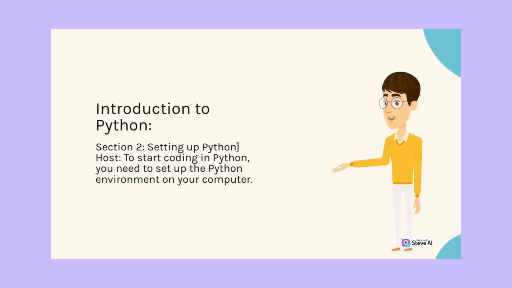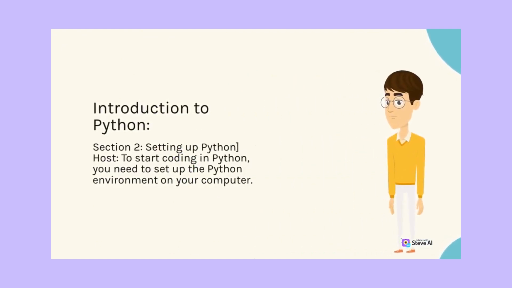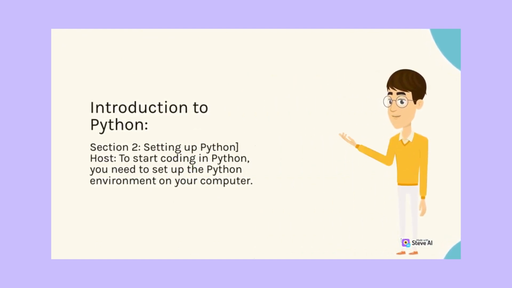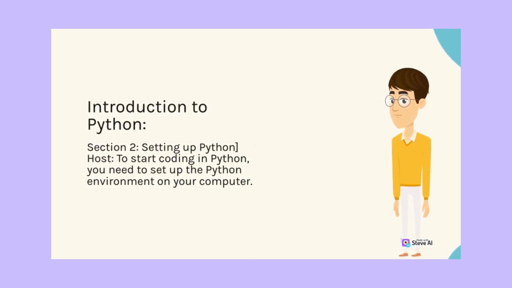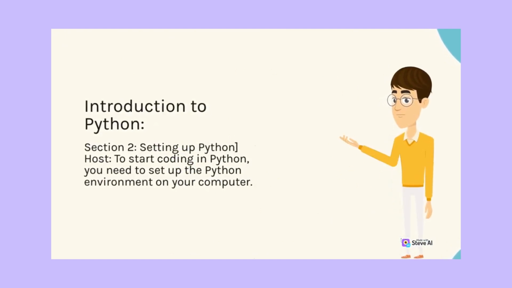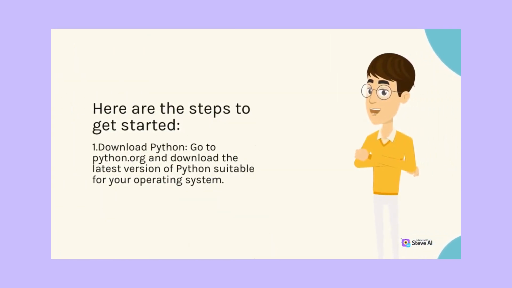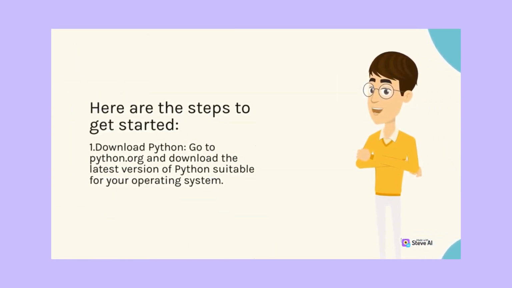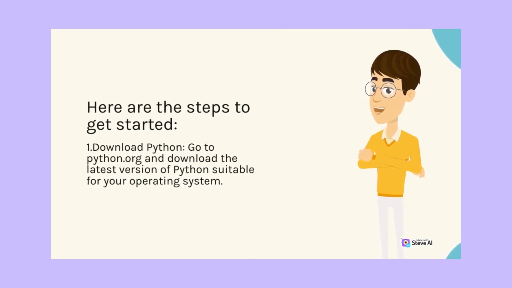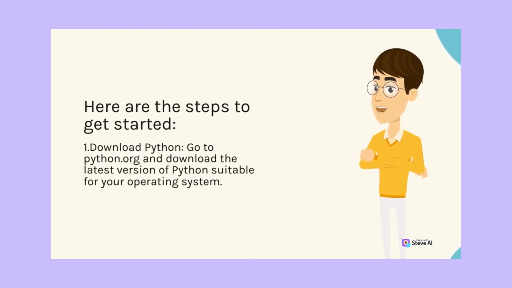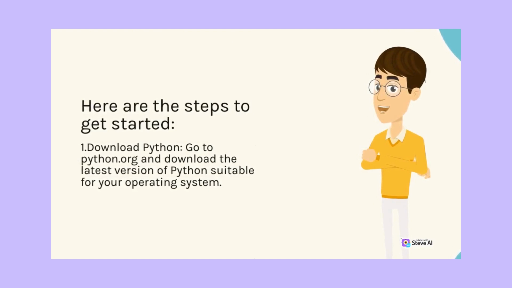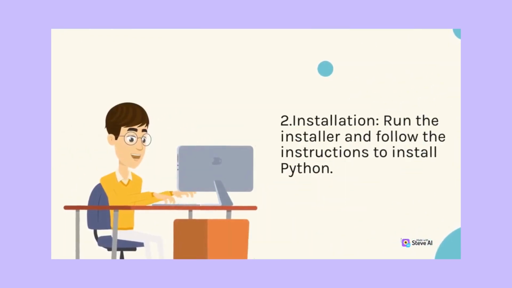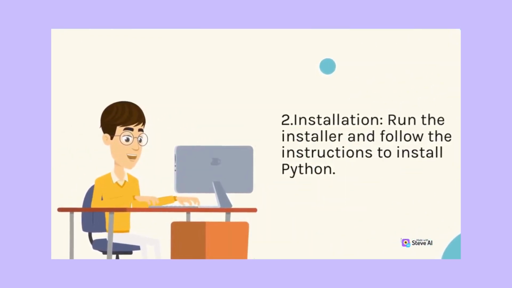Section 2, Setting up Python. To start coding in Python, you need to set up the Python environment on your computer. Here are the steps to get started. 1. Download Python. Go to python.org and download the latest version of Python suitable for your operating system. 2. Installation. Run the installer and follow the instructions to install Python.